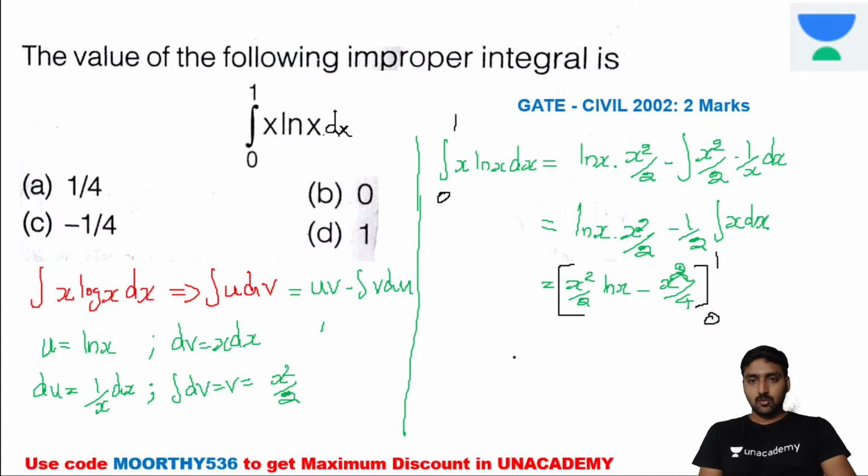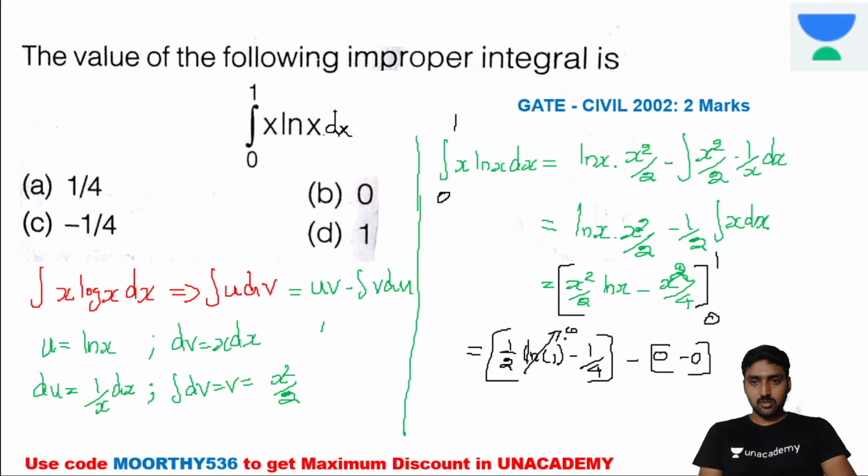Now apply the limits. Upper limit: 1 divided by 2 into logarithmic of 1, minus 1 divided by 4. Lower limit: 0 minus 0. And logarithmic of 1 is equal to 0. The remaining value is minus 1 divided by 4, and the solution for this question is minus 1 divided by 4. It's option C. Option C is the right answer.